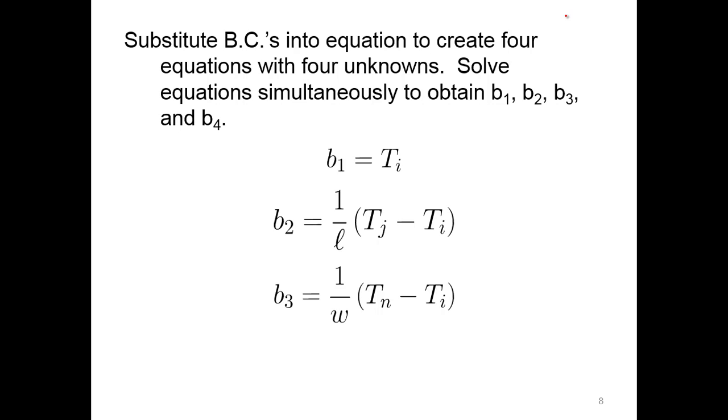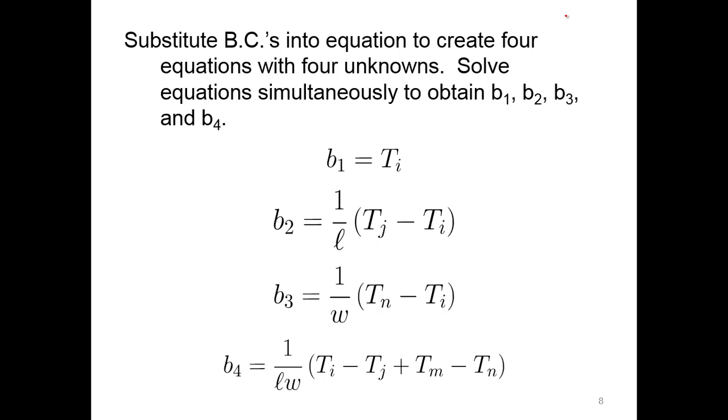So we substitute those into the equation, and we can create 4 equations with 4 unknowns. You can solve them simultaneously to obtain B1, B2, B3, and B4. So here's B1, which is just the temperature at node I. B2 is 1 over L times the temperature at node J minus the temperature at node I. B3 is 1 over the width times the temperature at node N minus the temperature at node I. And B4 is 1 over the length times the width times the temperature at node I minus the temperature at node J plus the temperature at node M minus the temperature at node N.